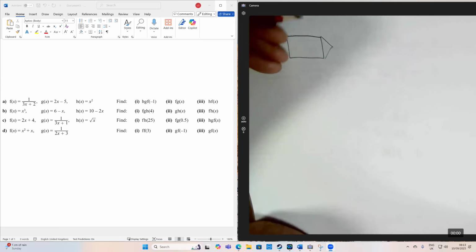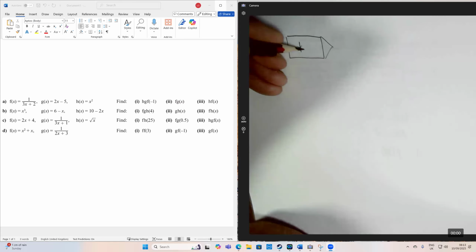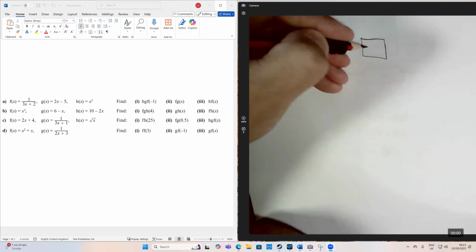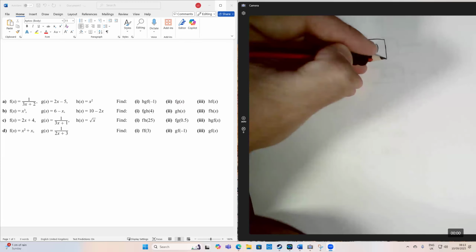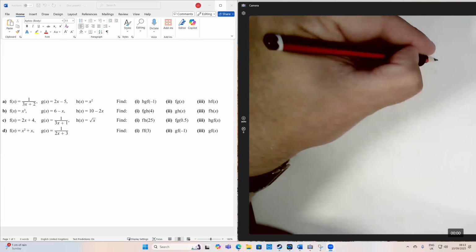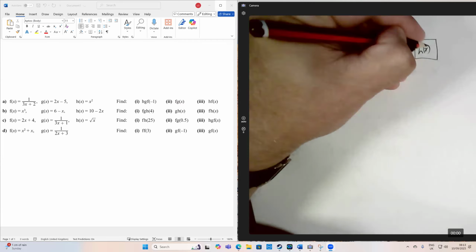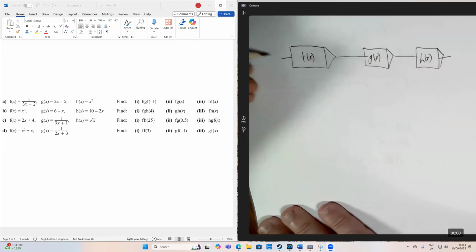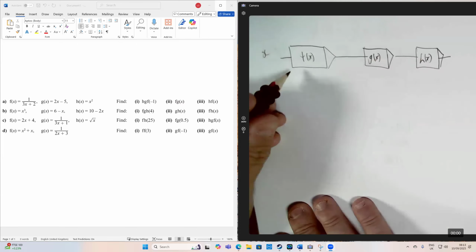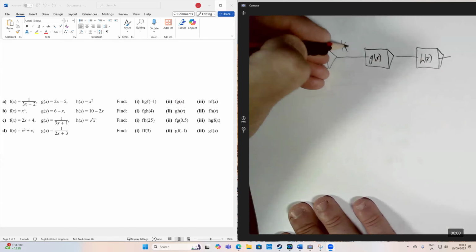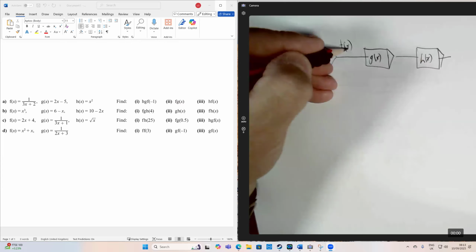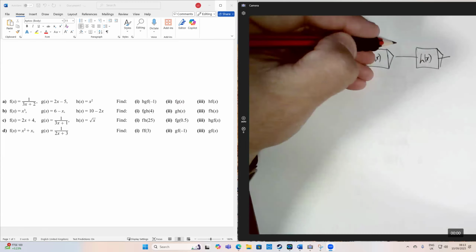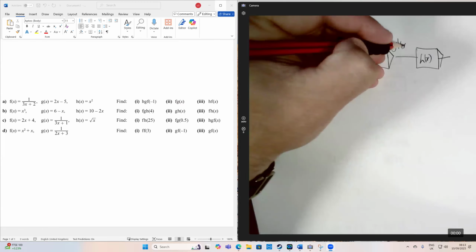So let's look, for example, at three functions this time: f of x, g of x, and finally h of x, and they're all linked together like that. So our x goes in, and what comes out is f of x. Then our f of x goes into g of x, so that gives us g of f of x.